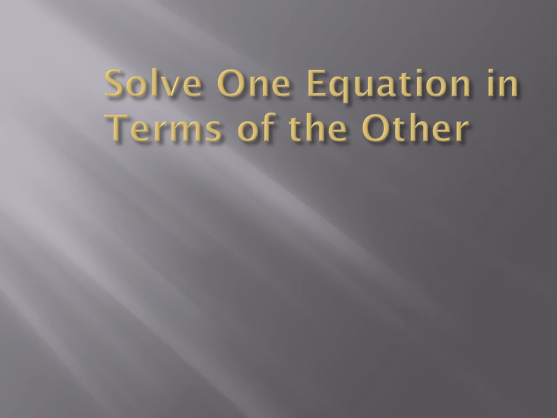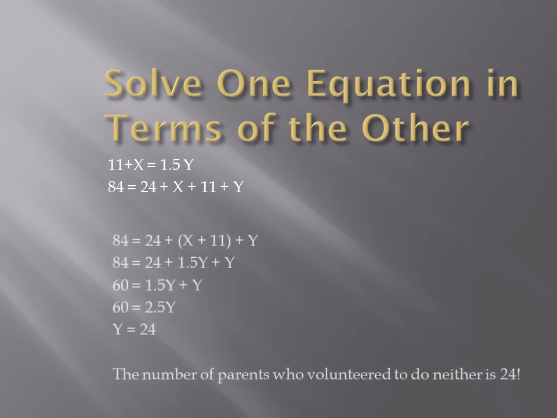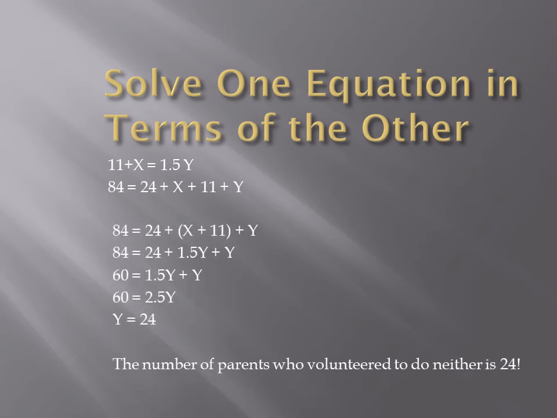So now we're going to solve one equation in terms of the other. Here are our two equations again: 11 plus X equals 1.5 times Y, and 84 equals 24 plus X plus 11 plus Y. If we take that second equation, and we know that X plus 11 is equal to 1.5 Y, we can substitute that 1.5 Y right into that equation for X plus 11. So we're getting 84 equals 24 plus 1.5 Y plus Y.